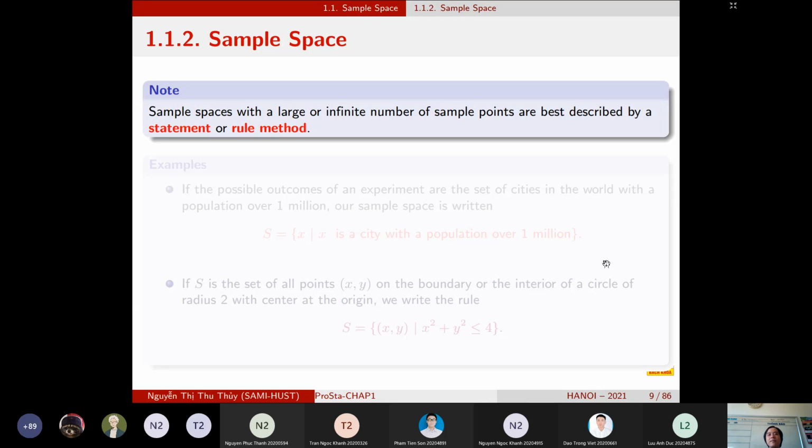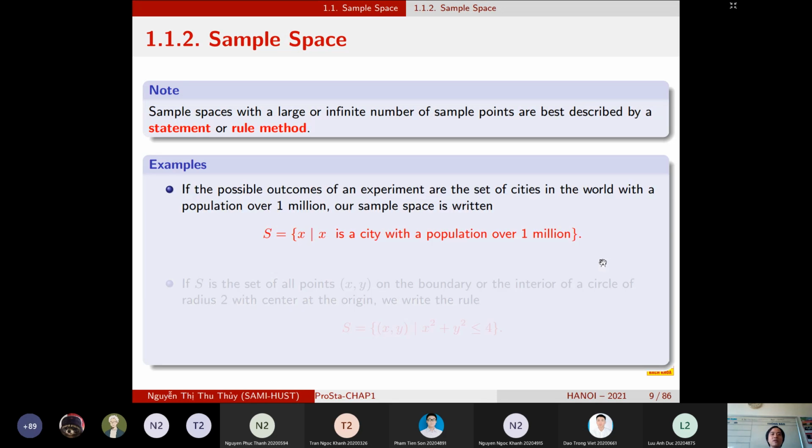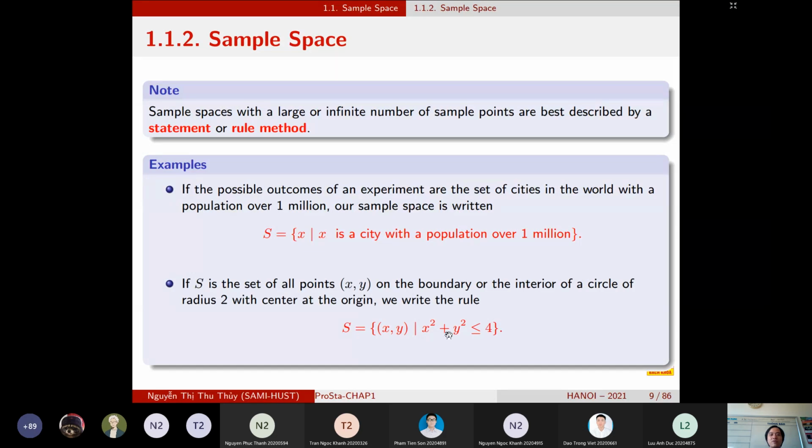So there are other ways to form the sample space. We can use a statement, or a rule method. For example, in this case, we use a formula like this. We set all points x and y that satisfy the condition x squared plus y squared less than or equal to 4.